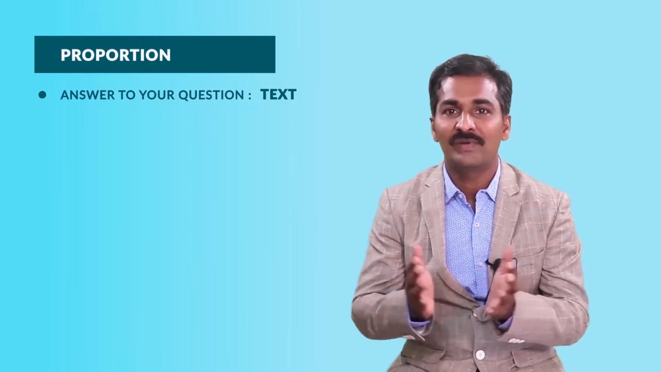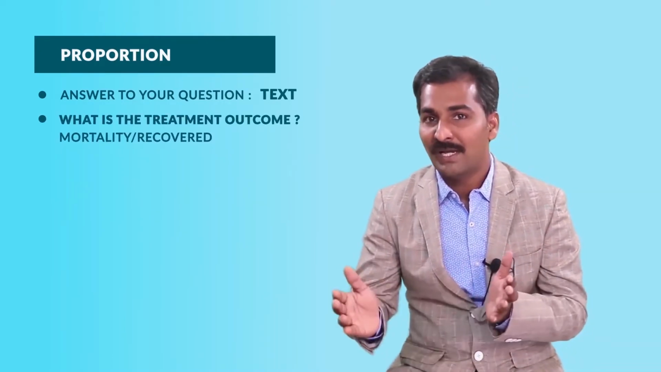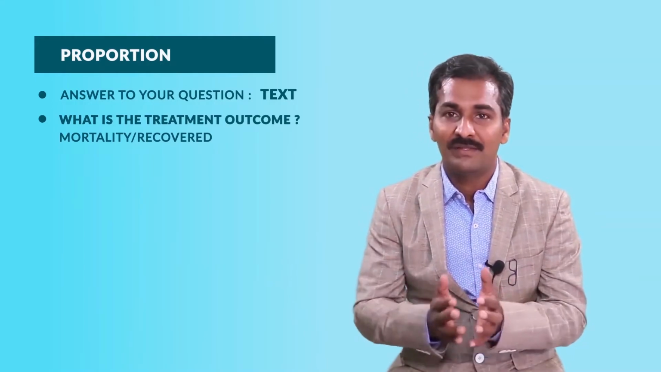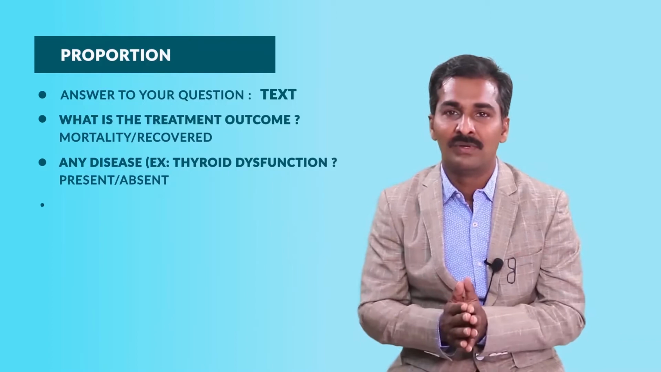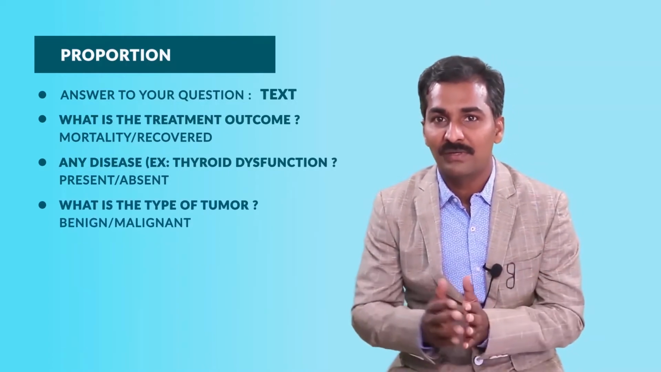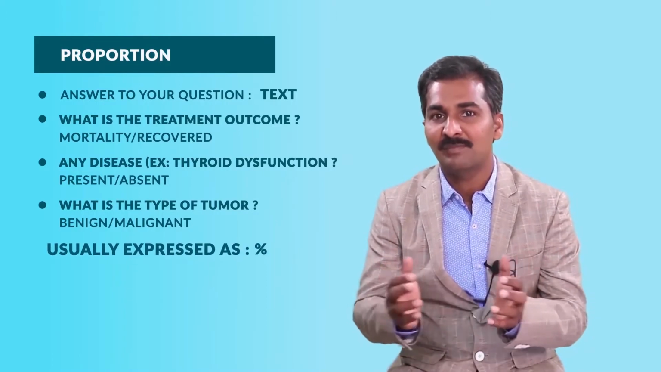Another important type of outcome is the proportion. Usually when you ask the question, the answer you get is in the form of text. For example, what is the treatment outcome? Mortality or recovered. Whether the particular disease has occurred, yes or no. What is the type of tumor? Benign or malignant. Usually this is expressed as a percentage.